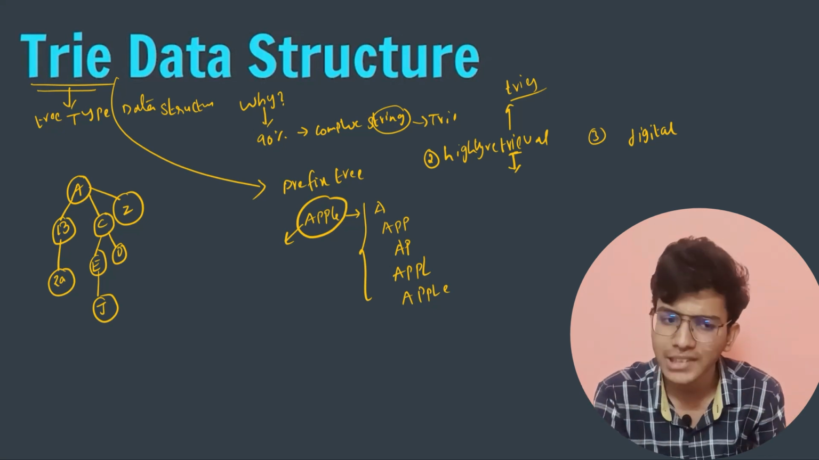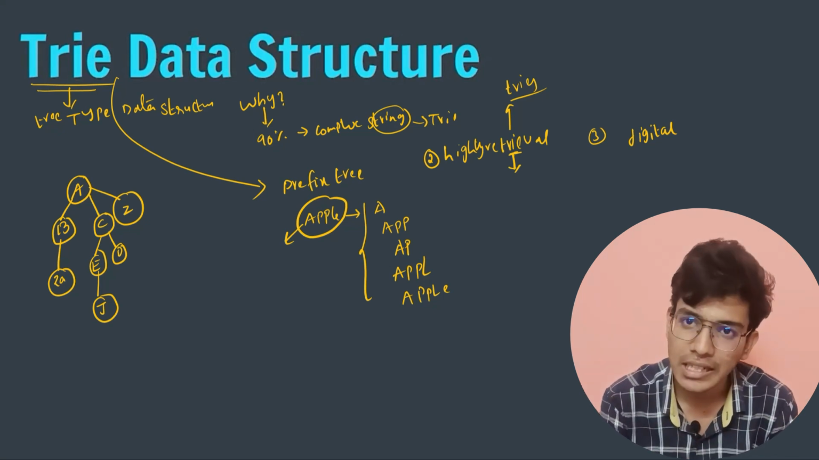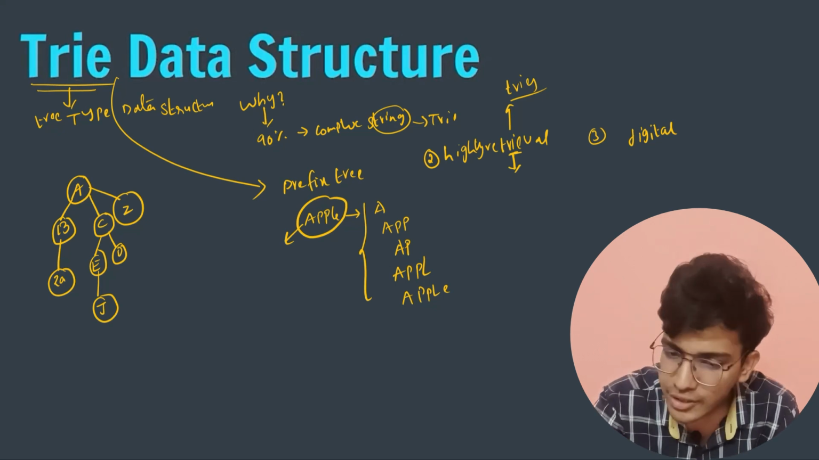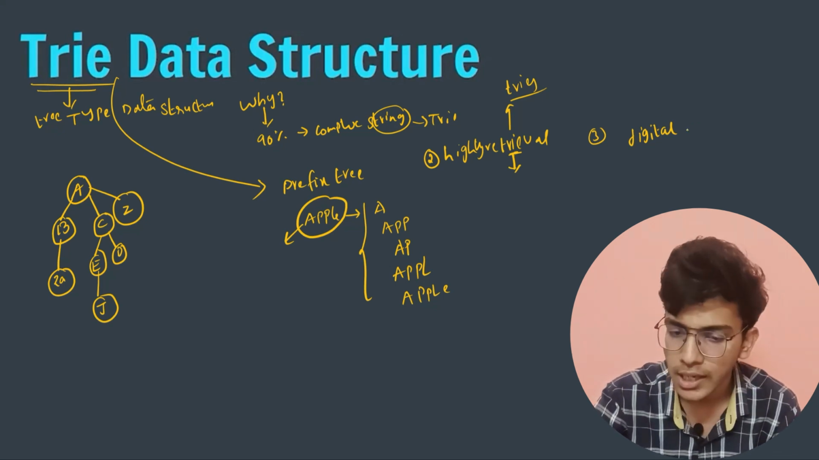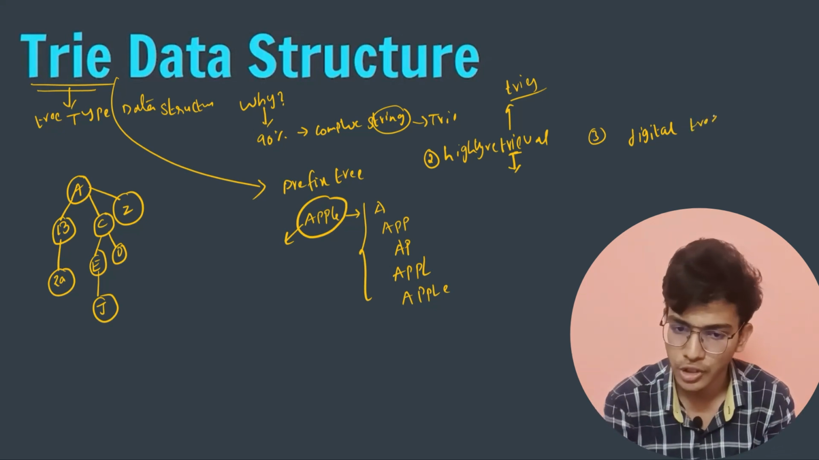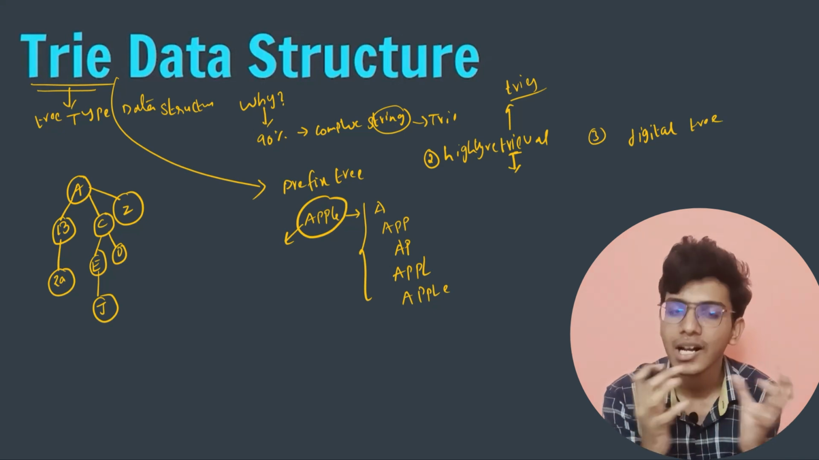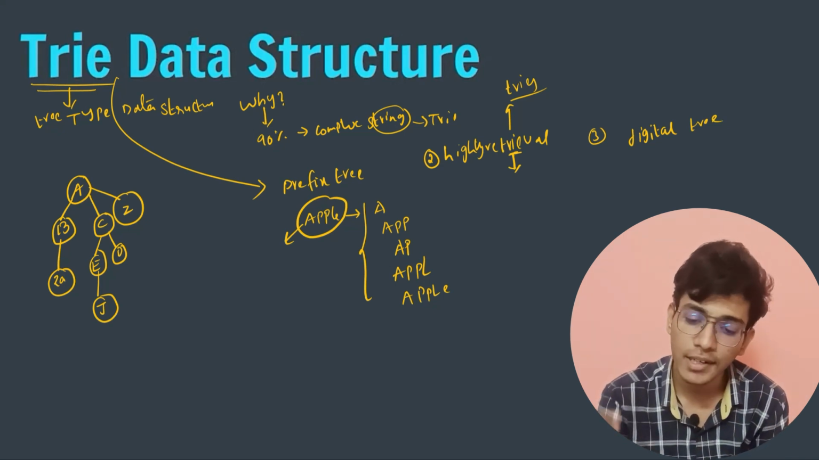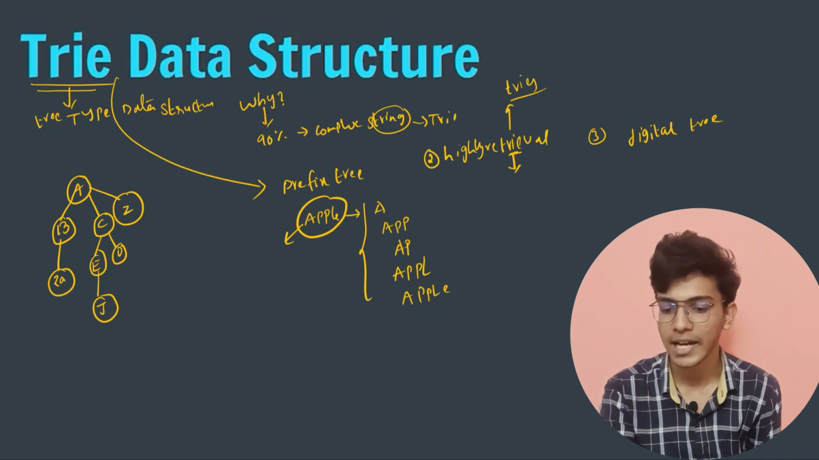So internally what is happening is that it is creating a trie data structure. Because of this, we call this data structure a digital tree data structure. So this is about why we have introduced it. Now let us talk about what this trie data structure is.